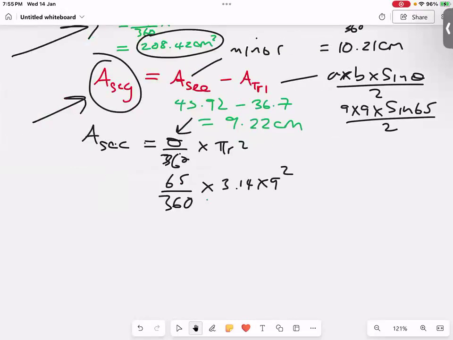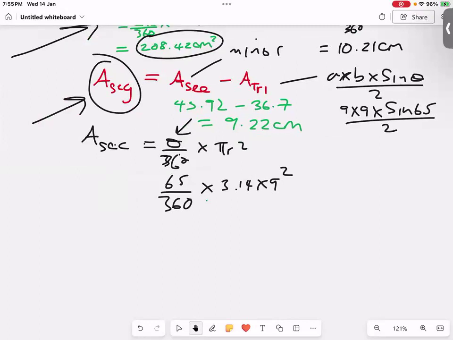Okay. So area of seg is equal to area of sec minus area of tri. Remember that the segment and the sector formulas are the same formula I use. It just depends on the angle that you're using.